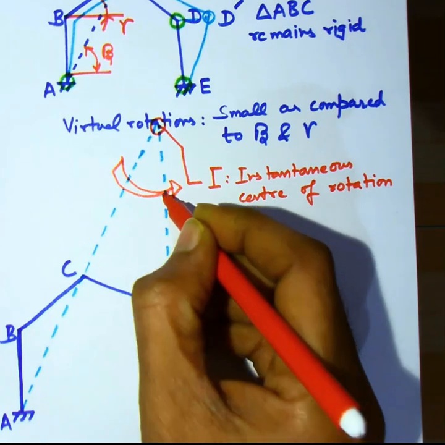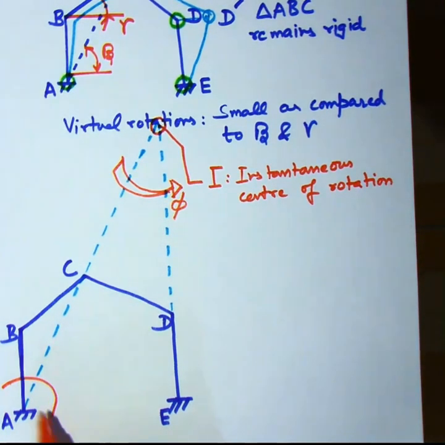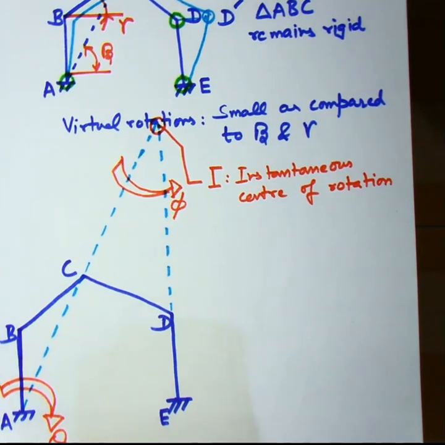Let now the structure be at the verge of collapse and we impart a very small virtual rotation phi about I. This gives rise to a rotation theta about A and a rotation alpha about E, as shown here.